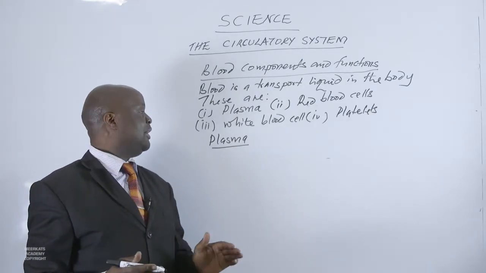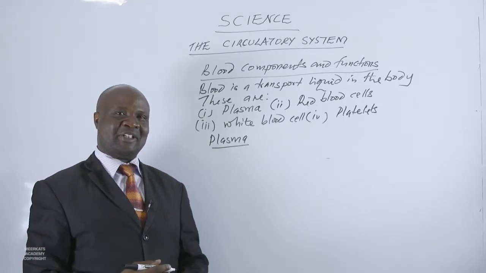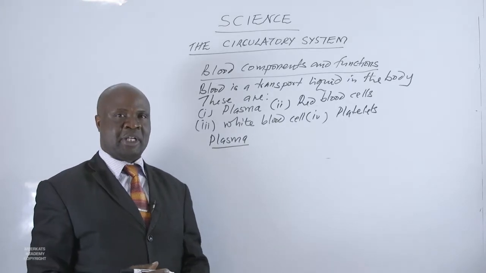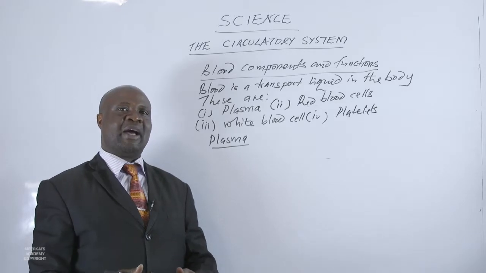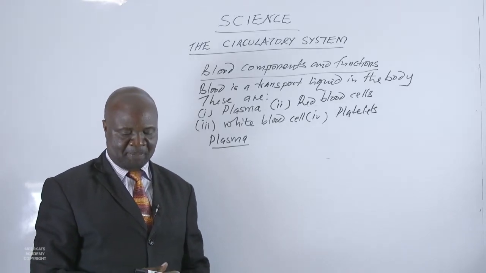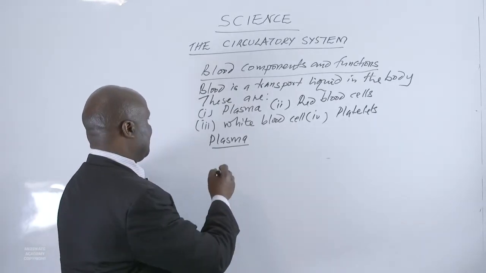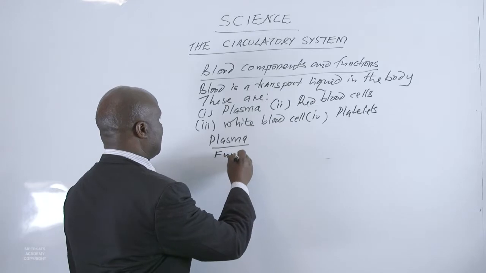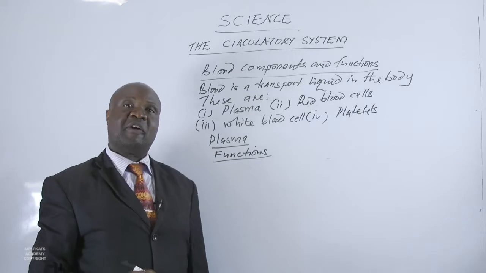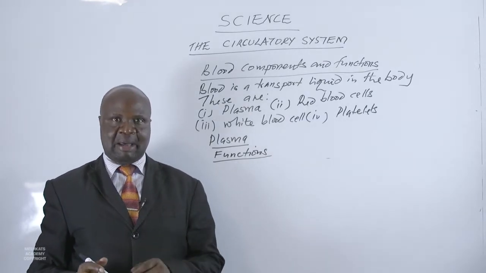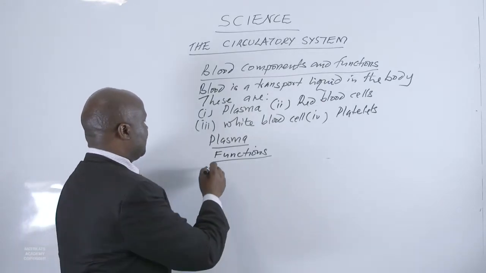So we can see that plasma has these dissolved substances that are very important within the body. Whenever they are transported to different parts of the body, they are used up. That is plasma. Then what are the functions of plasma? The functions of plasma are as follows.